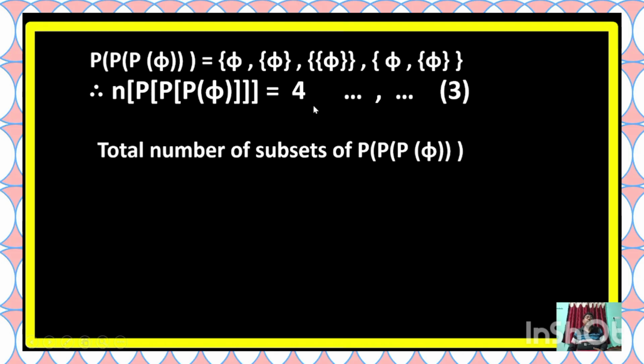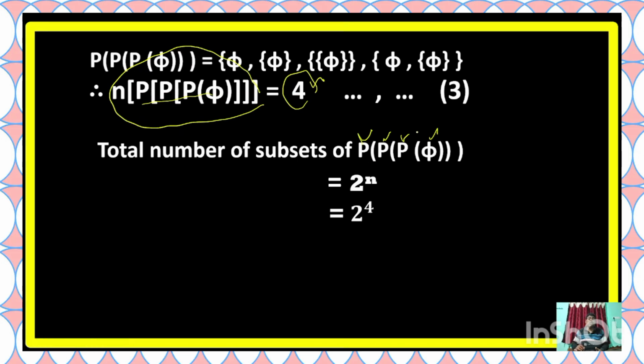Again, you would find out the power set of this set. Understand? The cardinality of this set is 4, and again you can find out the total number of subsets of this. We can write 2 to the power n, because the number of elements is what? How many elements are there? 4 elements. So the total number of subsets of the power set of null set is 2 to the power n as per the formula, and here the value of n is what? 4. By putting the value we shall get 2 to the power 4, which is 16.